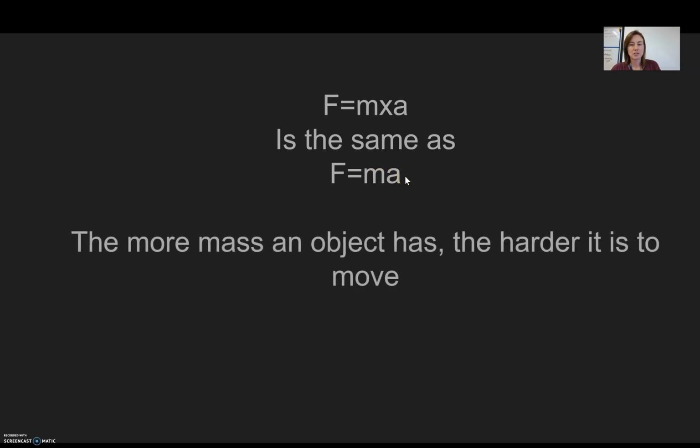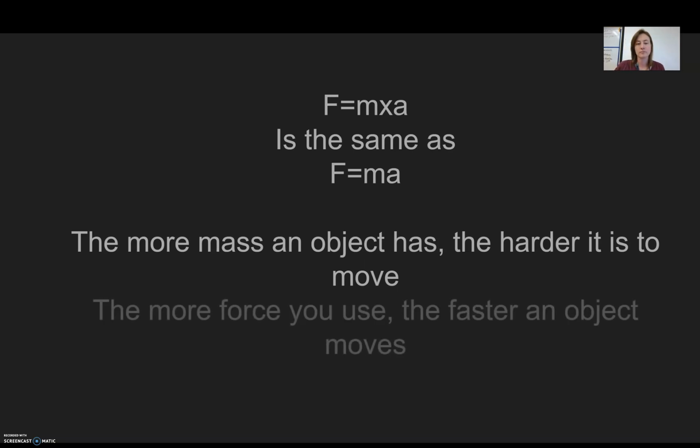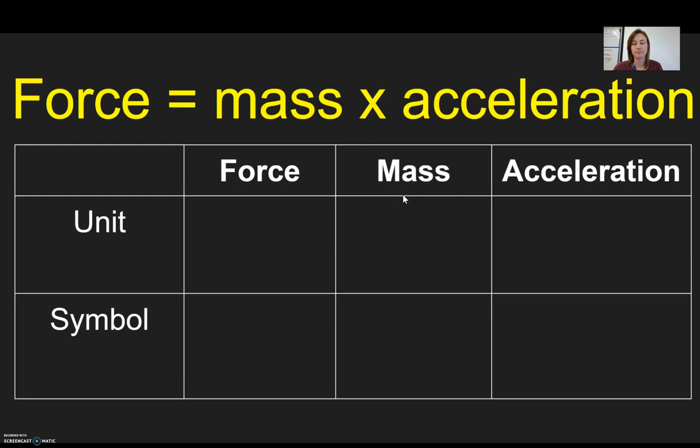The more mass an object has, the harder it is to move. For example, a bowling ball, it's harder to move a bowling ball than it is to move a soccer ball. Soccer ball has less mass, and it's easier to move it, okay? The more force you use, the faster an object moves as well. So if I push a bowling ball really hard, or if I roll it really hard, it's going to move faster. That's also something that this equation teaches us.